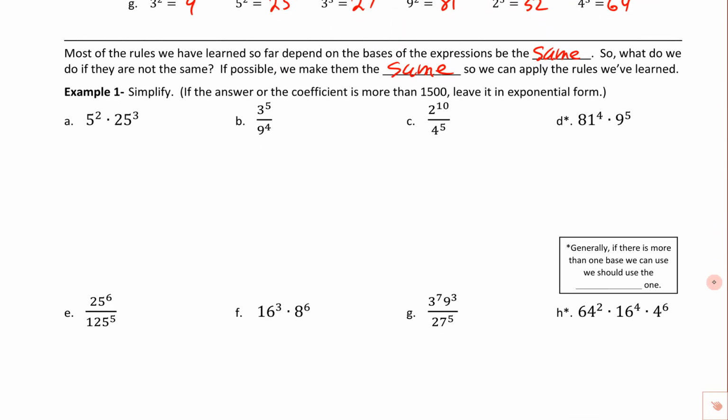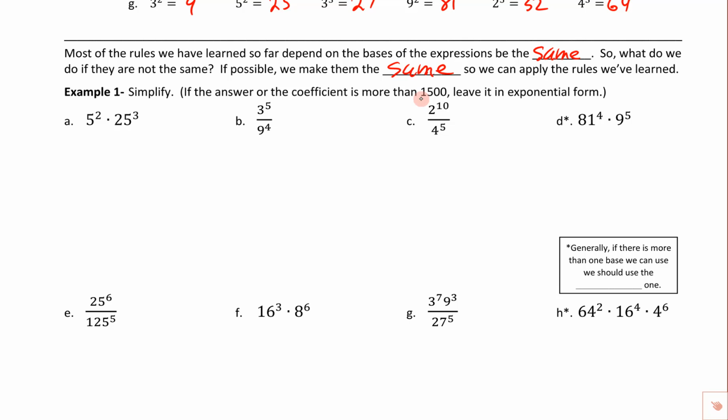So let's take a look at how this works. I'm going to look at 5 squared times 25 cubed. So here's what we're talking about when we say make them the same. And just a word of caution here, these numbers sometimes get really big because the exponents get pretty outrageous. So if the answer or the coefficient to a particular problem is more than 1500, then we're just going to leave it in exponential form. So let's see what happens on this one right here.